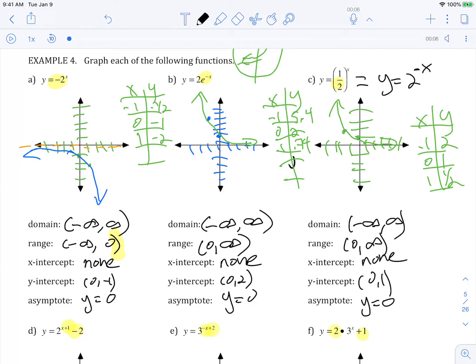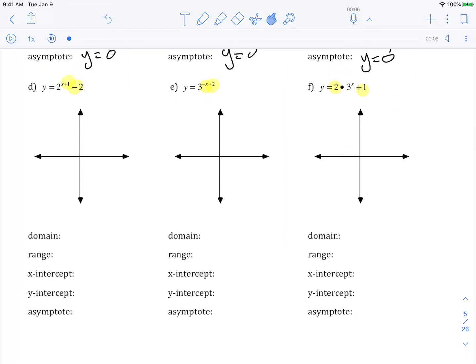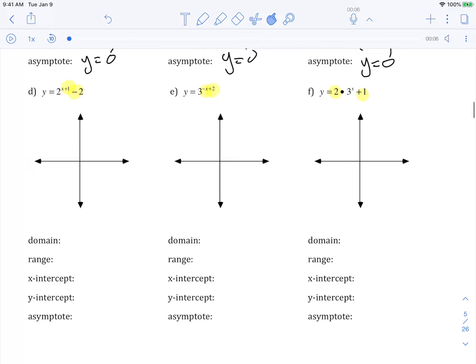equals 0. Now these ones down here, they require a little bit more. We have two things going on here, and you play this game, like, okay, pause it and guess what Mr. Bass is going to say next. So if you pause it, here's what I'm going to say next, is that this +1 is going to be a shift left 1. This -2 is going to be down 2.